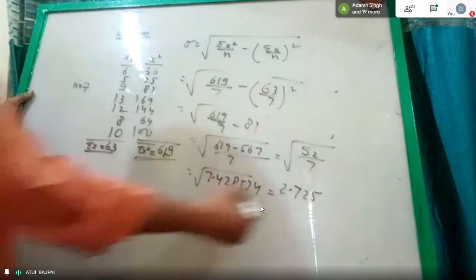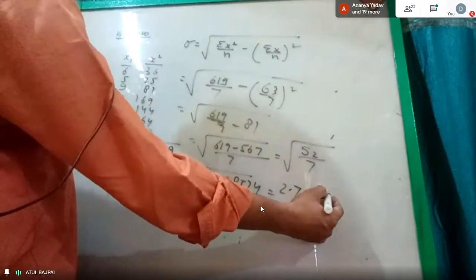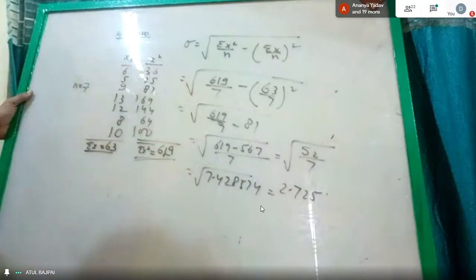Next one, 4 decimal places. Yes, it is 4. Okay, that's fine.